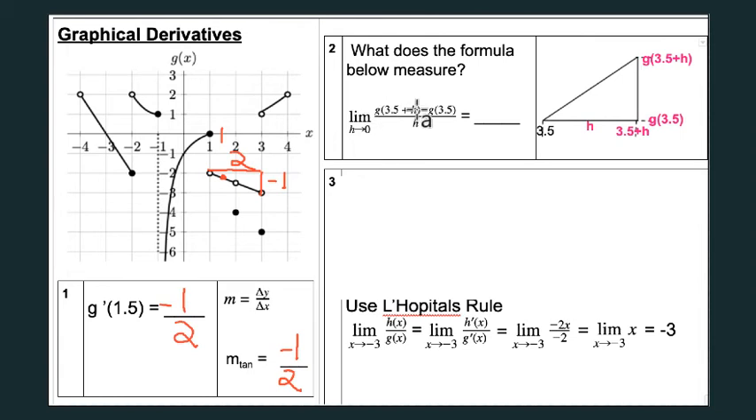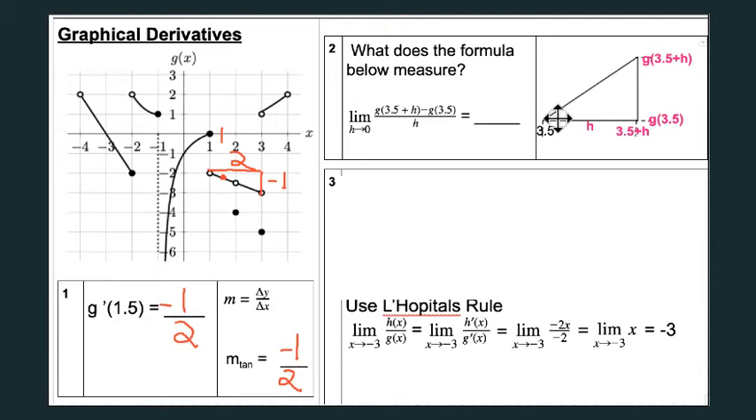So G at 3.5 plus H minus G at 3.5. Well, that would be that distance there, right? So that's the rise. And then H is the run. It's definitely a slope. It's a slope of a secant, but we're saying that H is getting close to 0. So this H is shrinking. So the 3.5 plus H, the H is shrinking back slowly, slowly, slowly, to get back to 3.5.